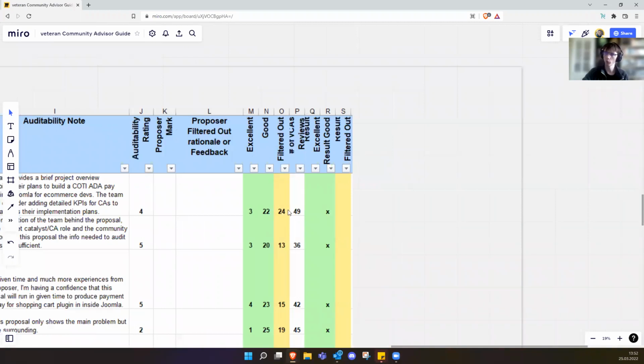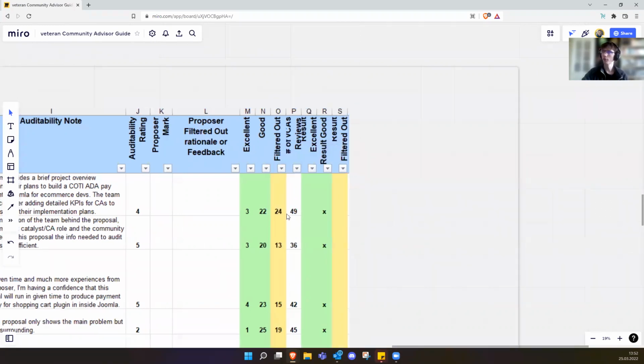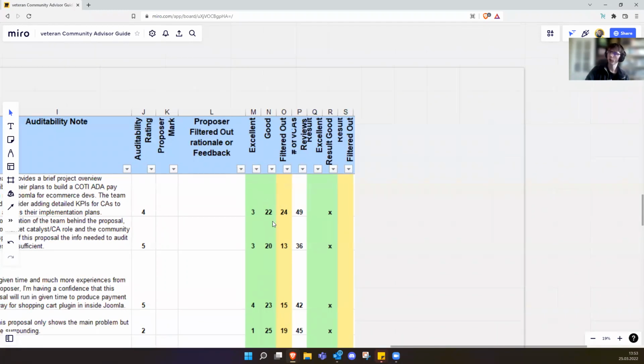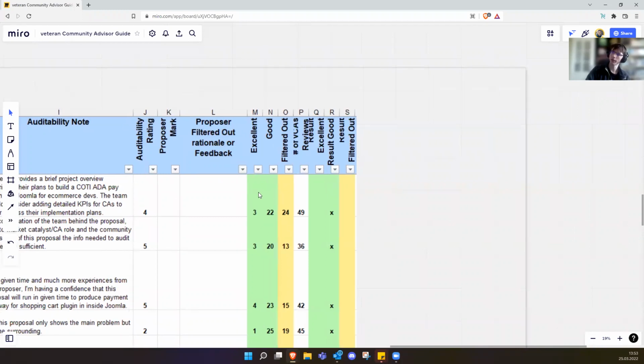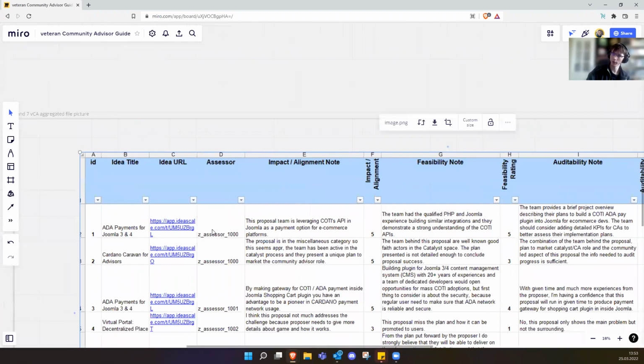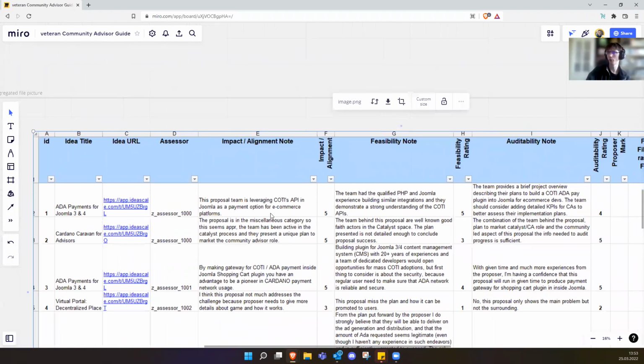And many of them thought, well, not many, but almost as many as good, thought it's not a good assessment at all, and filtered it out. So because the excellence and the rating counted out the filtered out, it was 21 filtered out to 22 good. So the end result, this assessor did get rewarded for this assessment.